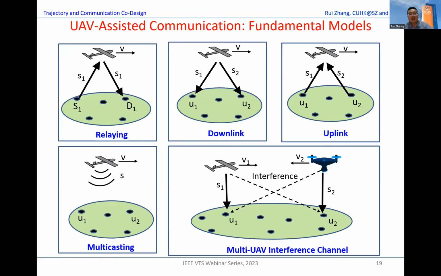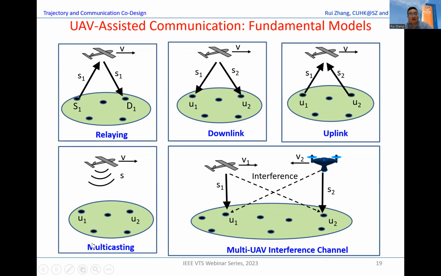So this motivates us to study the general framework for UAV assisted communication. What I list here are all the classical fundamental communication channel models. In reality, you may have combinations of them, and that will be more complicated. But here you can see some of the fundamental models. You can think of them as building blocks. For example, we use the UAV as a relay. That means it supports a source on the ground sending data to the UAV, which then forwards it to another remote destination node on the ground. And we have the downlink channel, where the UAV sends signals independently to multiple ground users.